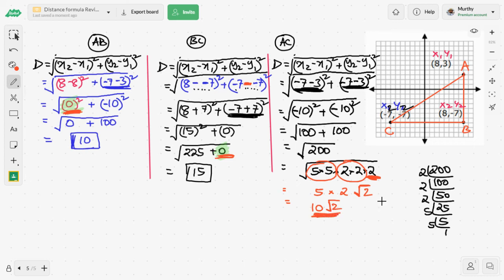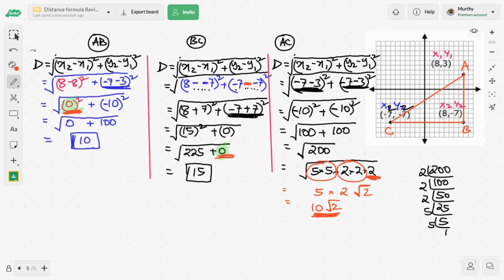Now I see that these three values are different. As you know, if all three values are different, then it's going to be a scalene triangle. Sometimes if two sides are equal, then you can say it is an isosceles triangle. Suppose you end up with all three sides equal, then you can state that it is an equilateral triangle.